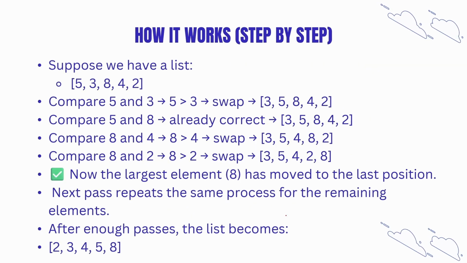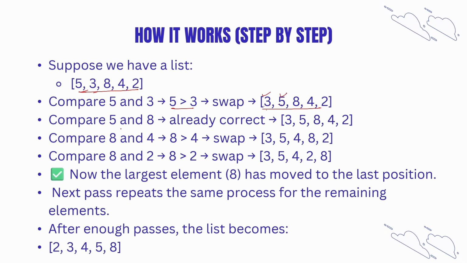Here we'll see how it works. We have a list, 5, 3, 8, 4, 2. First we compare these two numbers, 5 and 3. Since 5 is greater than 3, we will swap them. So our list becomes 3, 5, 8, 4, 2, because these two numbers have been swapped.